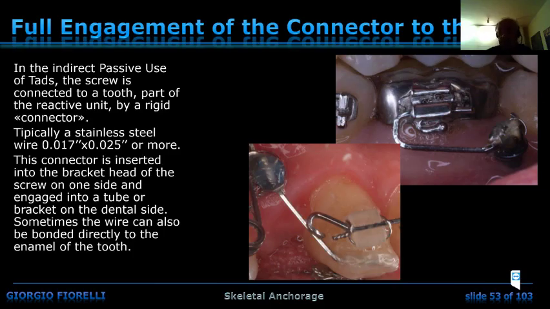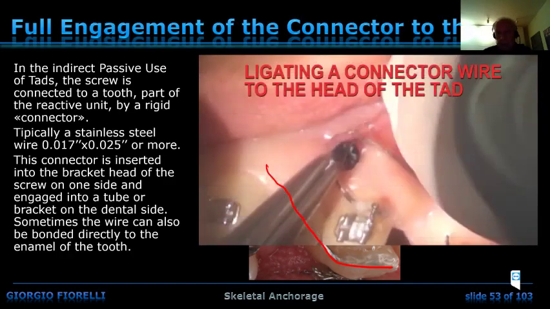There are different ways to connect the TAD to the teeth to use it indirectly, but the best way is to use a very rigid wire, which should be as short as possible, because if it is short, it becomes very rigid. It's very stiff, and it can limit the movement of your tooth. If it's very long, it's not that good, okay?